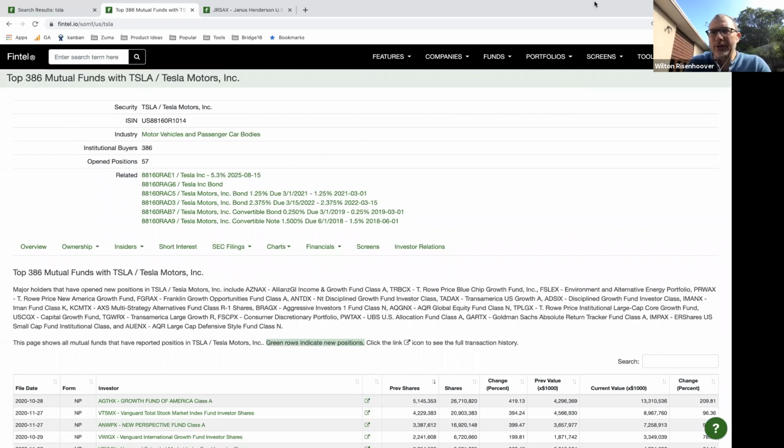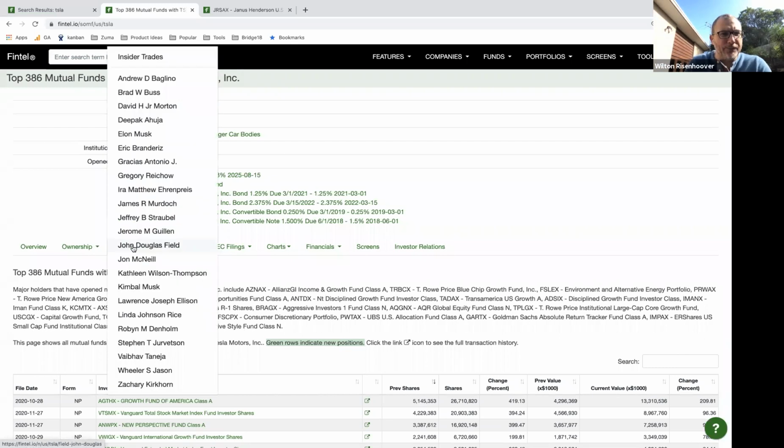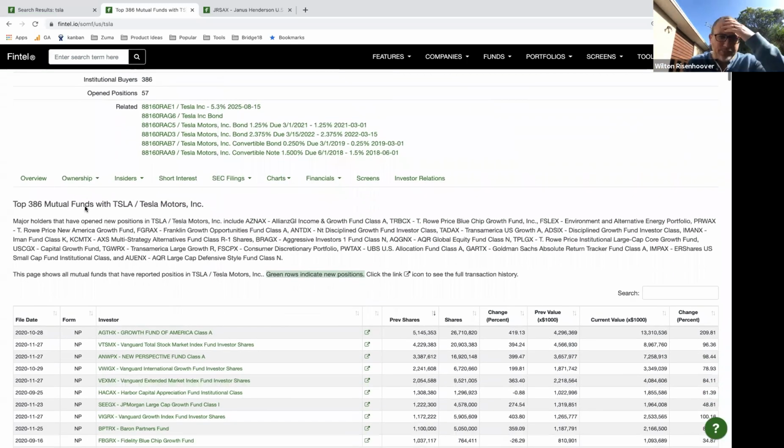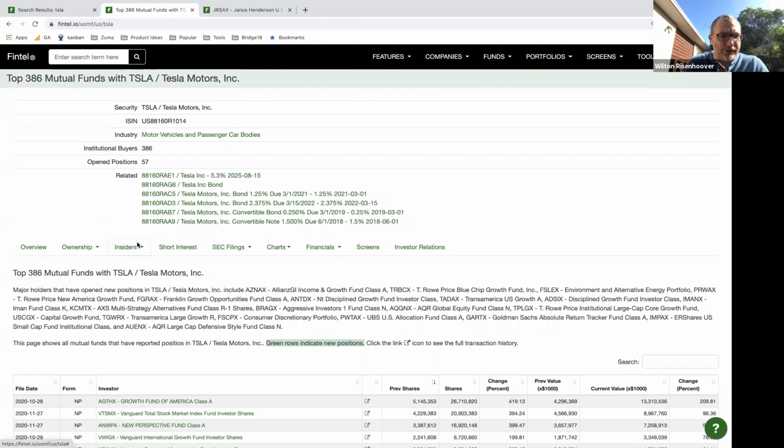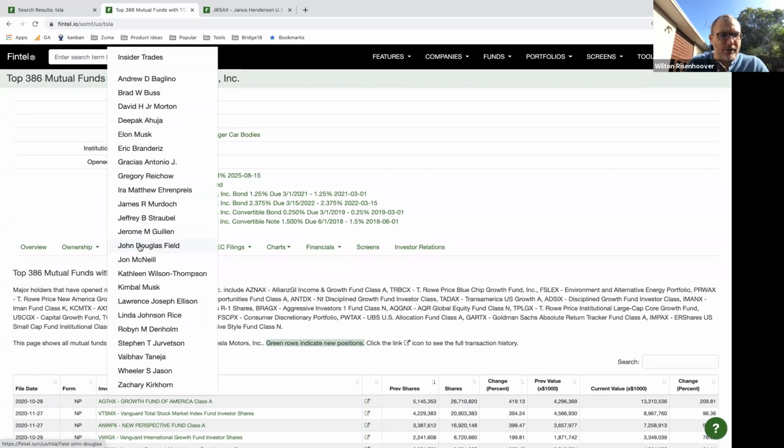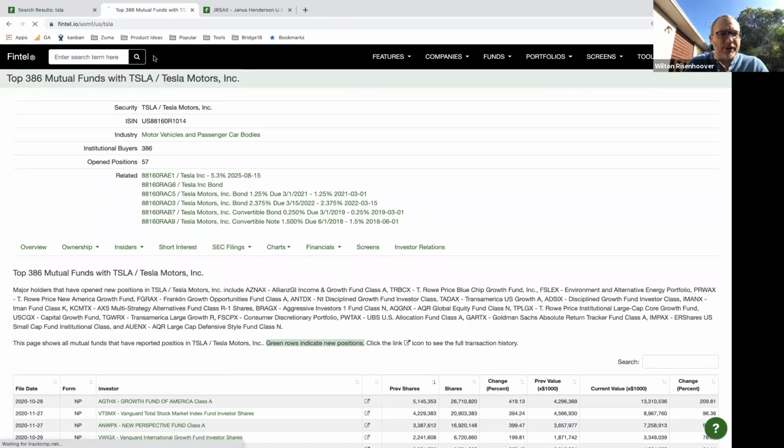I want to talk about insiders now. It's 9:21. We're doing pretty good on time. Let me jump to the overall insider page here. Here we are on the stock. I can go up here to the top of the insider trades. So let's talk about insiders.